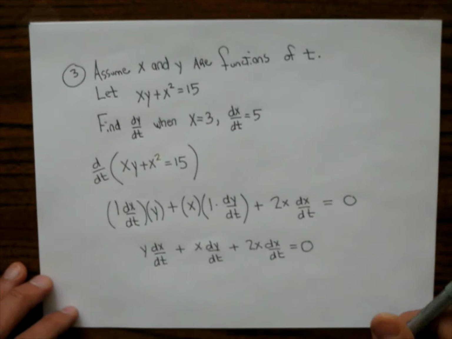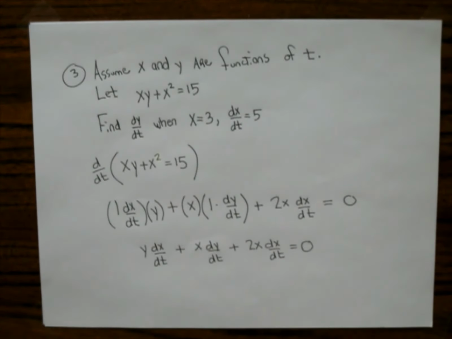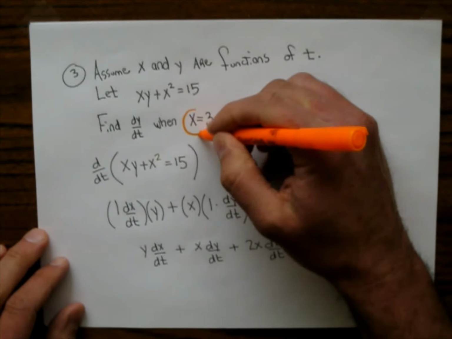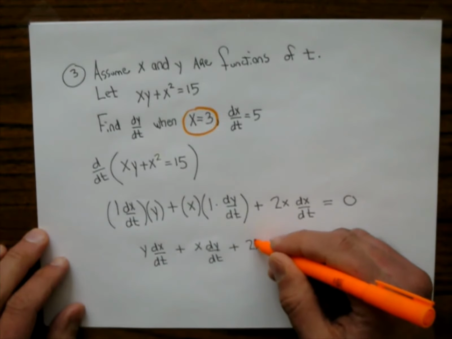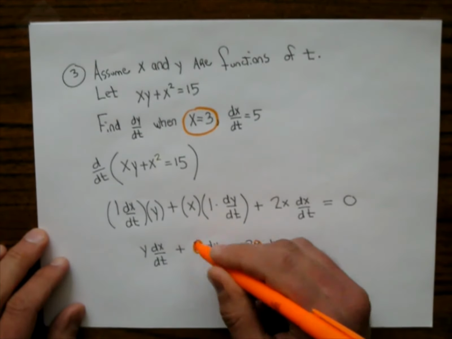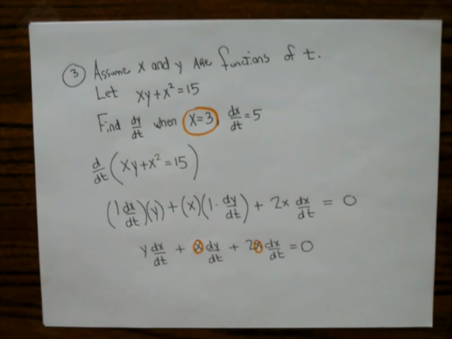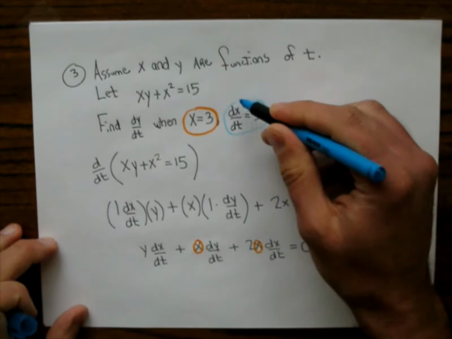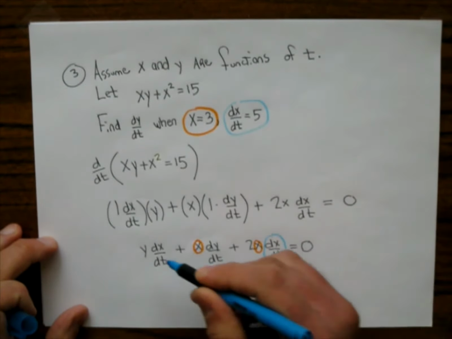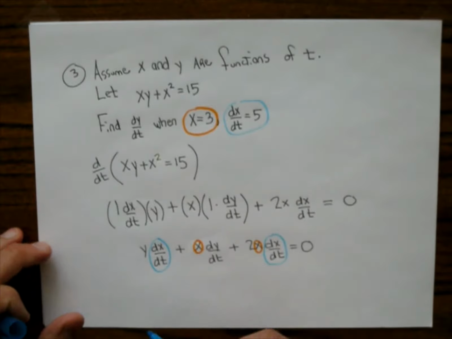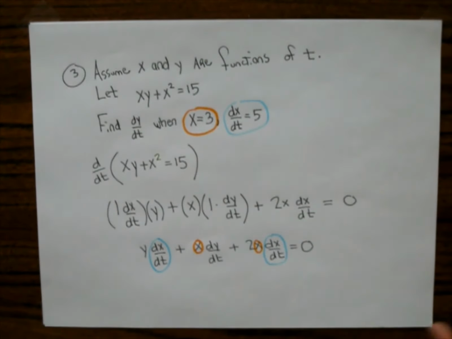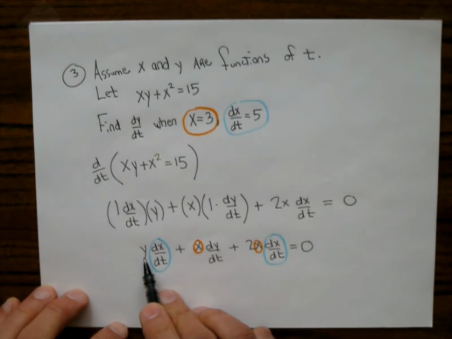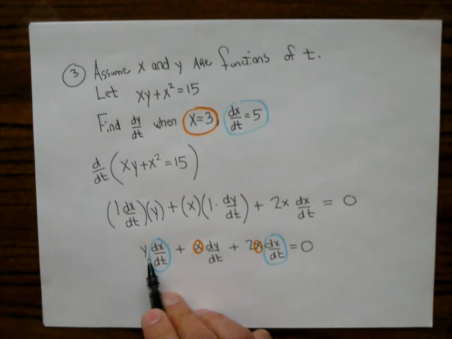So now they're giving us some values here. They're telling us that x is 3, so we can put a 3 there. They're telling us dx dt is 5, so we can put 5 there. We're trying to solve for dy dt. And there's also a y here. So what do we do about that?